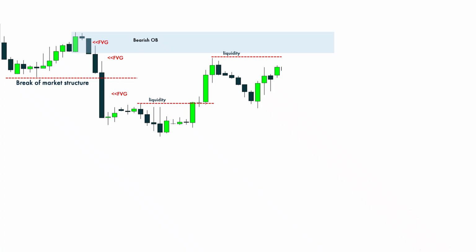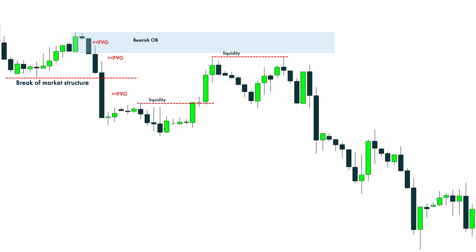But what happens instead? Price doesn't even come back to the order block. It just continues to drop further without ever offering us a chance to enter. This is where many traders get confused or frustrated. But here's the truth. Not every order block will be respected.